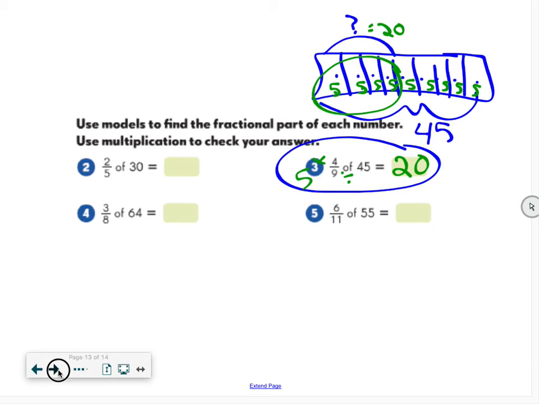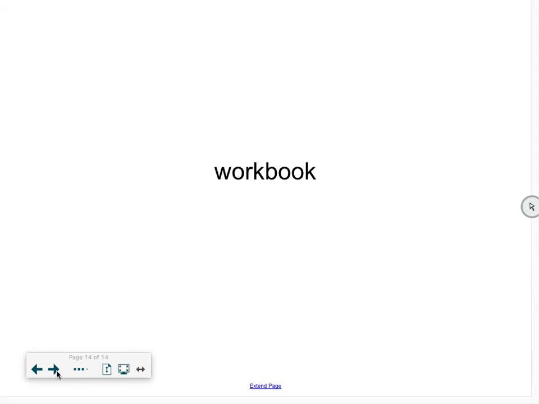Okay, hopefully this was helpful. If you want to look at your workbook for some problems, you can maybe redo some, or you could check your work on some.